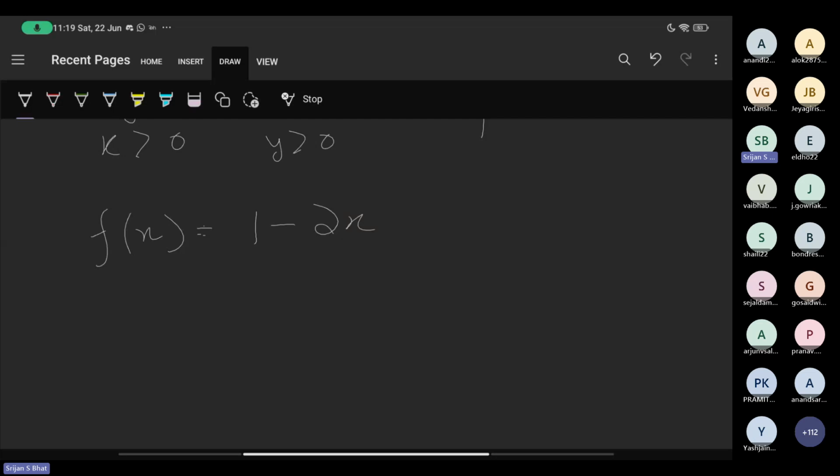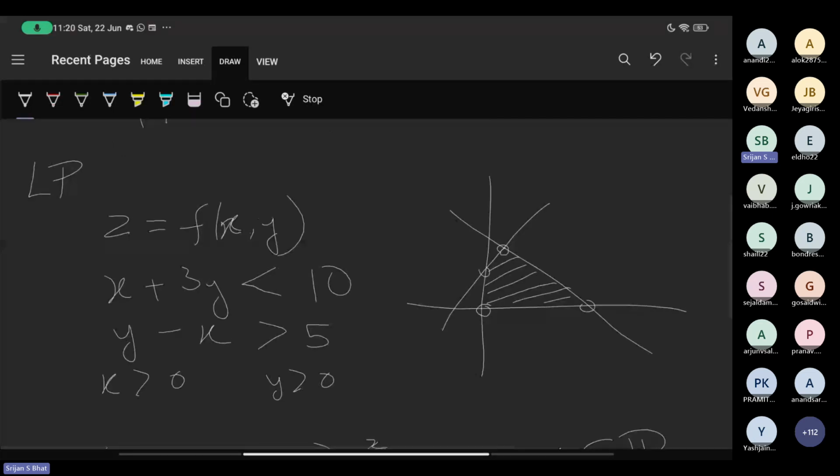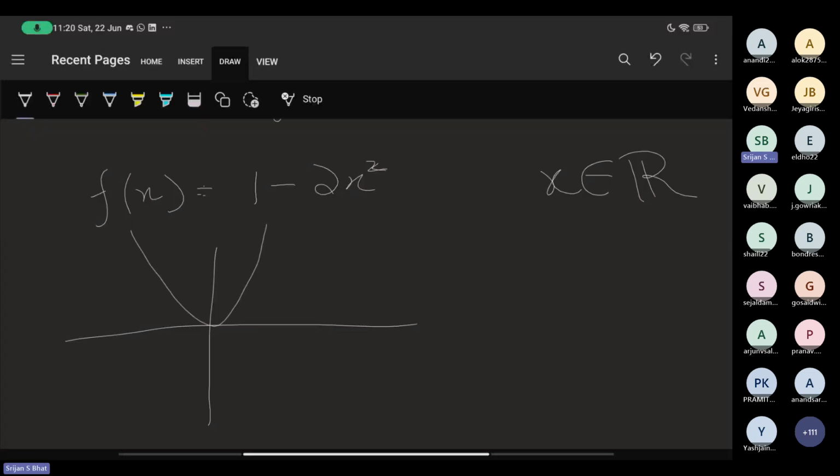So in LPPs, you do this. In basic optimization problems, again, you'll have some space based on some constraints and everything. And in that space, you're supposed to find the best solution. So another simple example is y is equal to x squared, where you know that this is the minimum. So these are what basically optimization problems are.